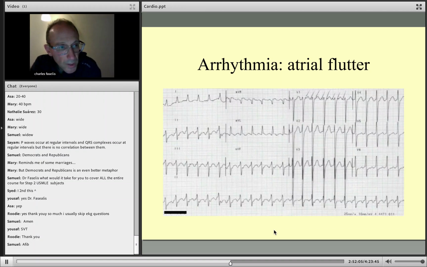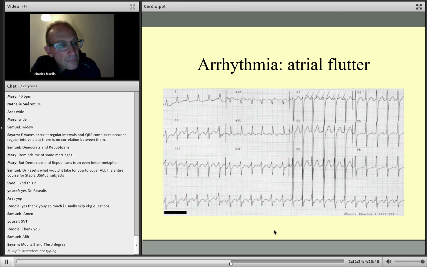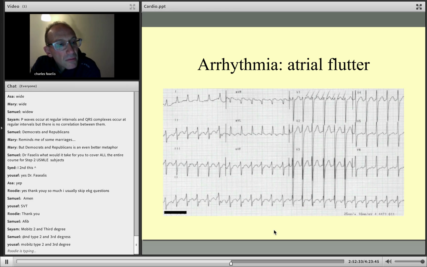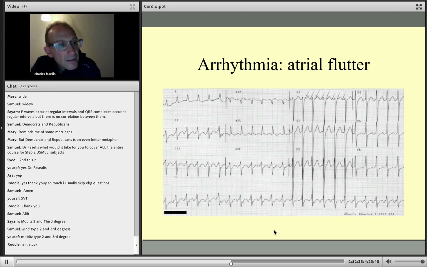All right, number one. What are the two AV blockages that we have to put a pacer in? Good. Sam says Mobitz 2 and third degree. Okay, everybody agree with that?